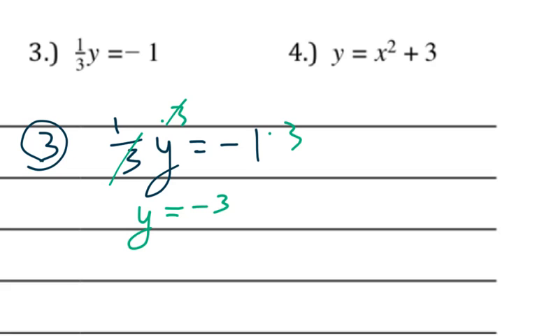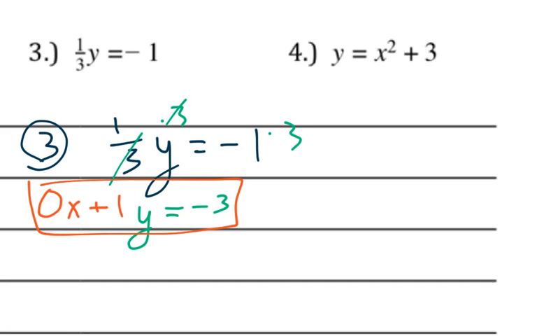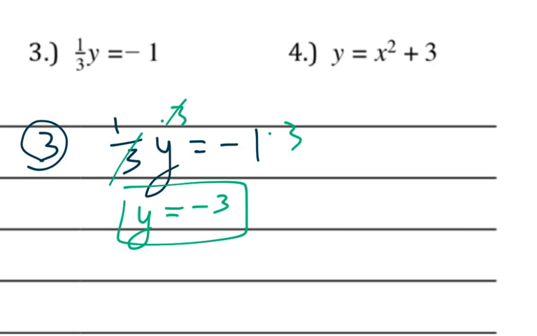And I'll show this in red because I don't want you to write this. But if I had 0x plus 1y equals negative 3, it's a little bit more clear to me that it does actually match the form. But no, I don't want you to do this. Yes, this is linear, and once you would get to this point, you could box it and be done.